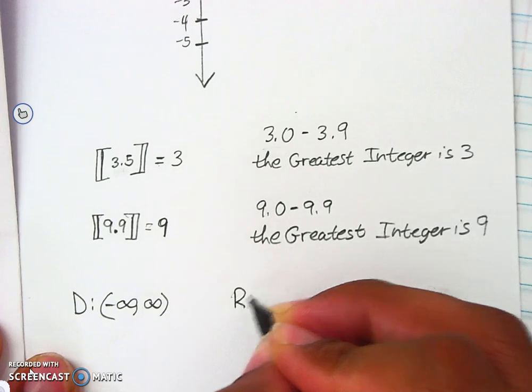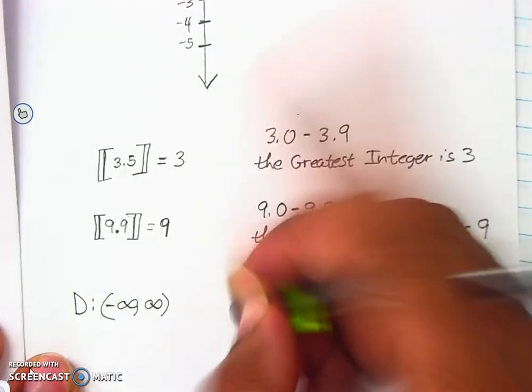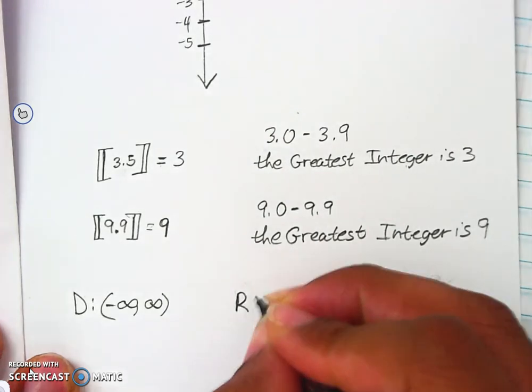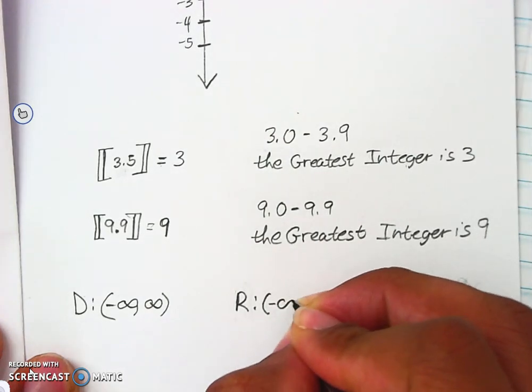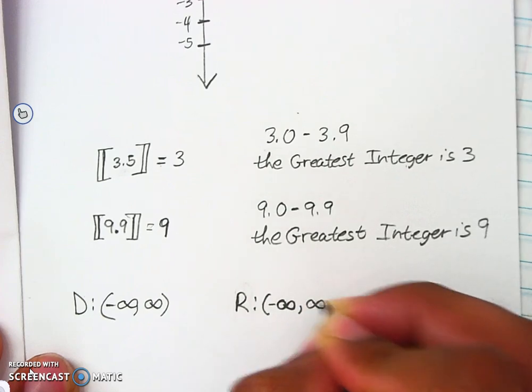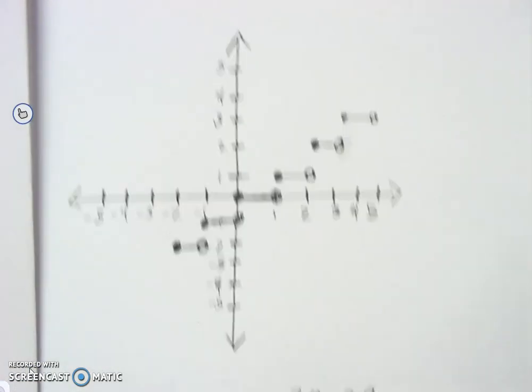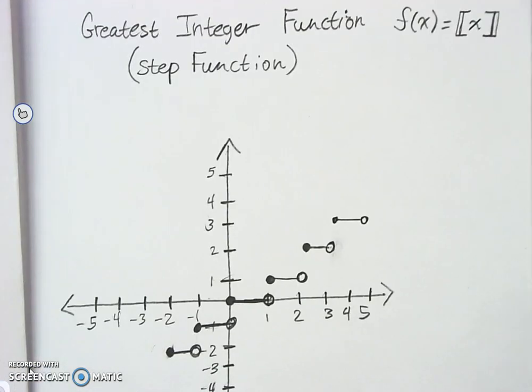And then your range, again, is going to go from the bottom of the graph to the top of the graph, going forever in both directions because it won't stop. So it's going to go from negative infinity to positive infinity again. It will not stop. And that is our step function or greatest integer function.